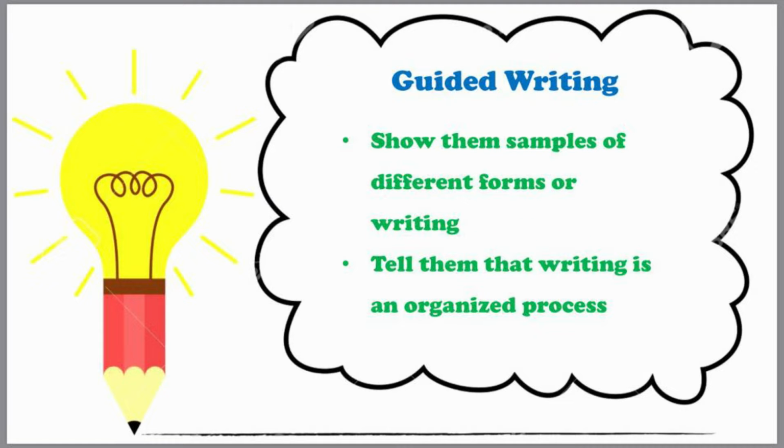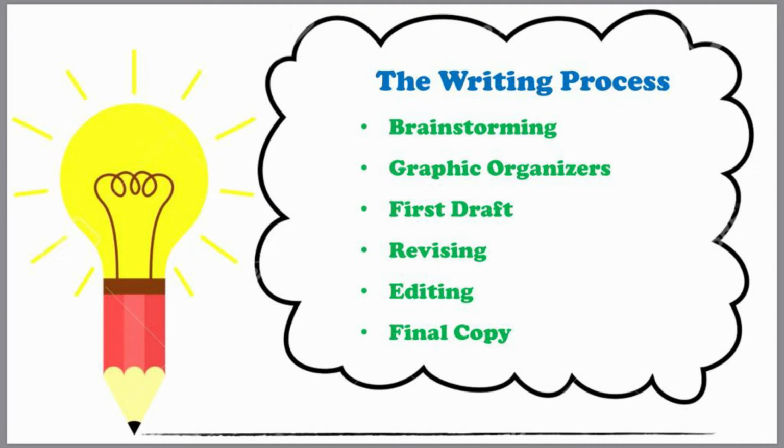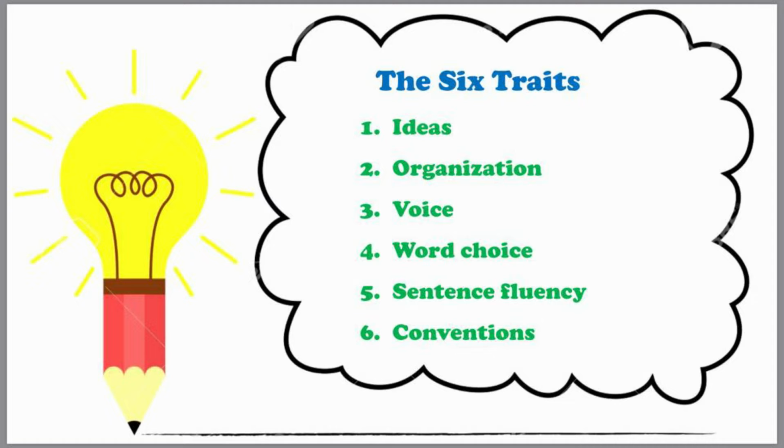In guided writing, you show the students some samples of different forms of writing, and you tell them that writing is an organized process, and that's what you will be able to see in our video when we show them how to write a paragraph and when we show them how a paragraph is organized in different parts. The writing process consists of certain steps in which we have brainstorming, graphic organizers, a first draft, revising, editing, and final copy. The 6 traits to teach writing are ideas, organization, voice, word choice, sentence fluency, and conventions.